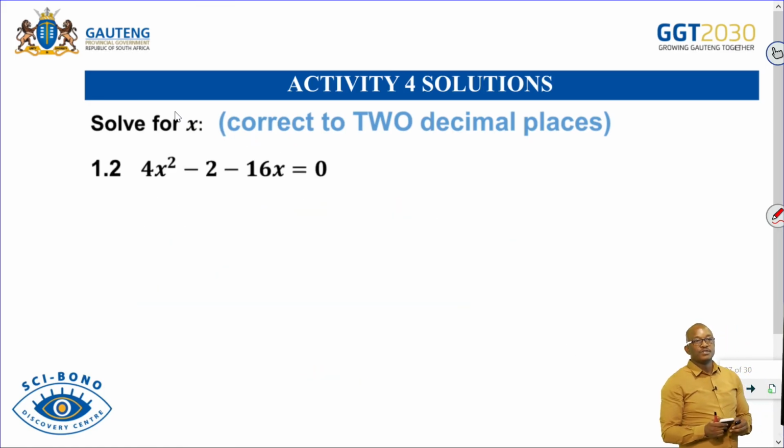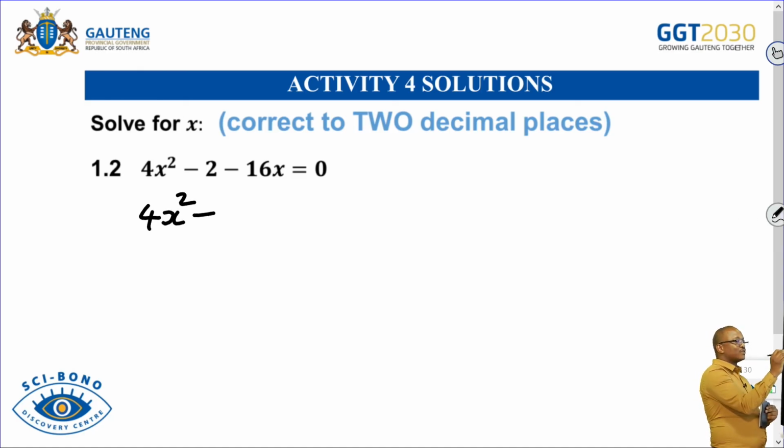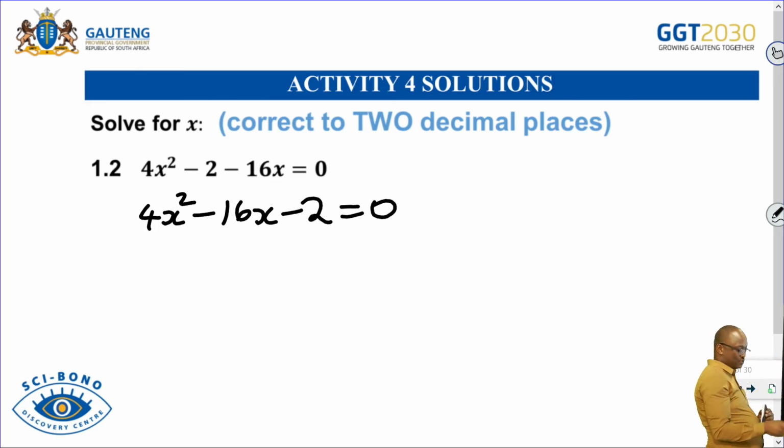Okay, looking into the second one there, you can see that our equation is not in the standard form. For you to put it in the standard form, we are going to have 4x squared minus 16x minus 2 is equal to 0.